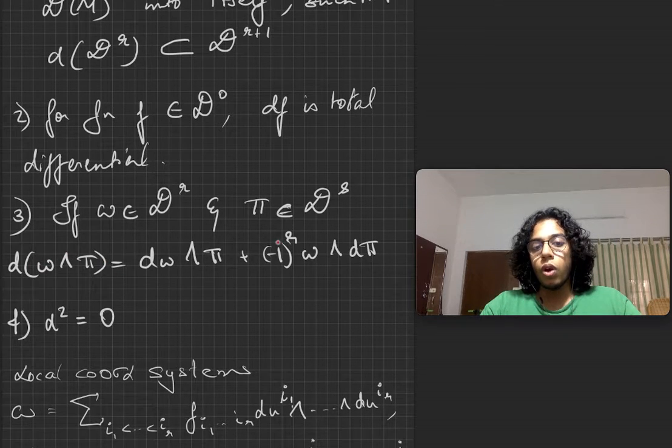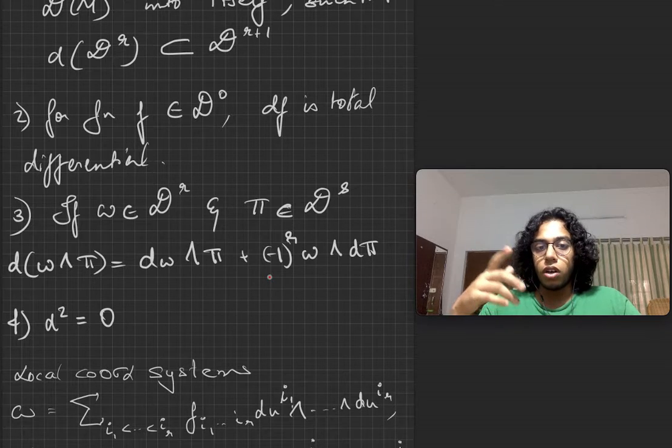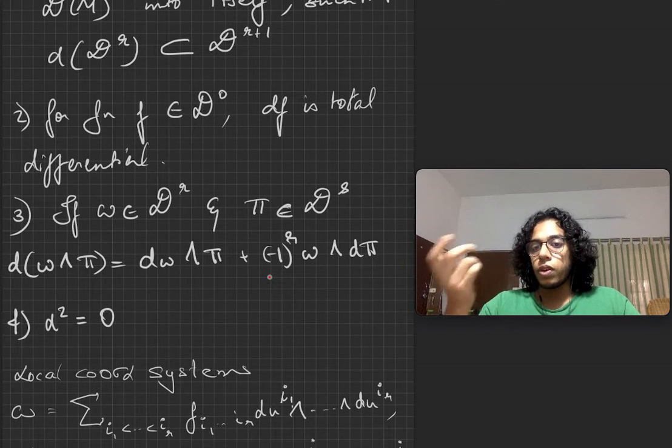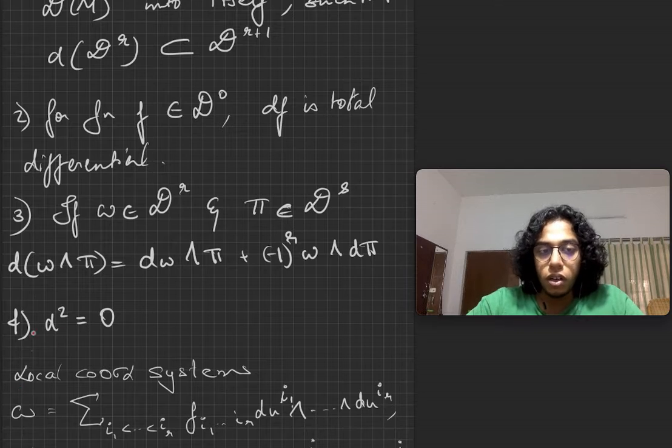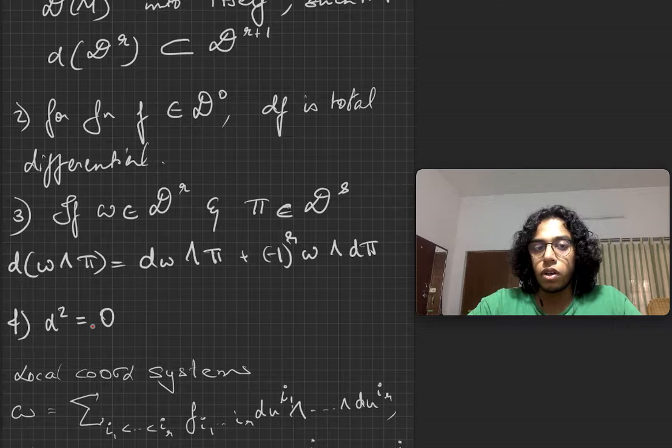But you have a negative sign here, and this negative sign has a lot of interesting implications. It has something to do with cohomology. It's quite fascinating, but it is rather based on some simple ideas that we will touch upon soon. The fourth property is that the square of the differential is 0.